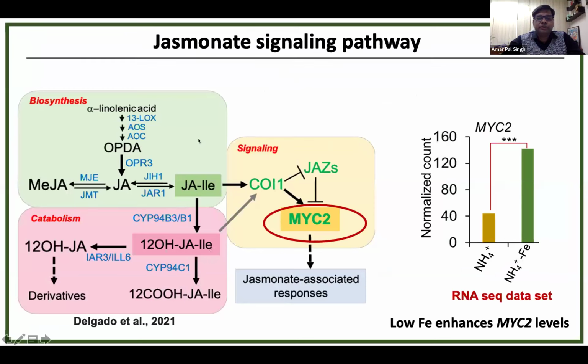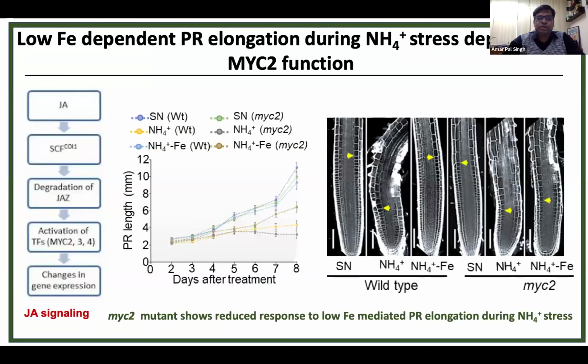If we see the JA biosynthesis and signaling pathway, one of the major transcription factors is MYC2, and this is governing several growth and defense responses in the plant. So we looked at our RNA-seq data set, and we found that in low iron condition, MYC2 is enhanced even under ammonium stress conditions. So this suggested that maybe this is a MYC2 dependent response.